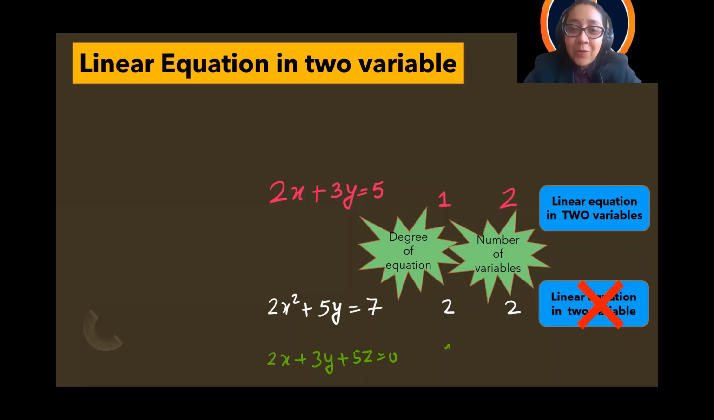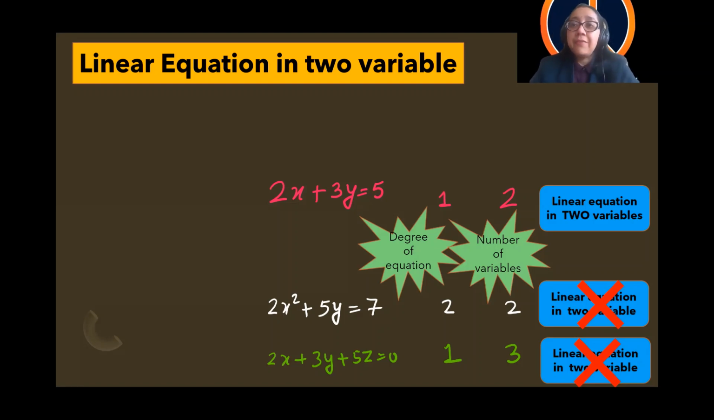So yes, you are right. It is a linear equation because the degree is 1, but the number of variables is 3. So we cannot say it is two variables. So it is not a linear equation in two variables. It is a linear equation in three variables, isn't it? Okay, very well done.